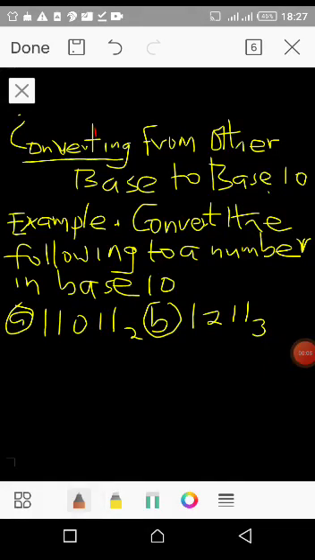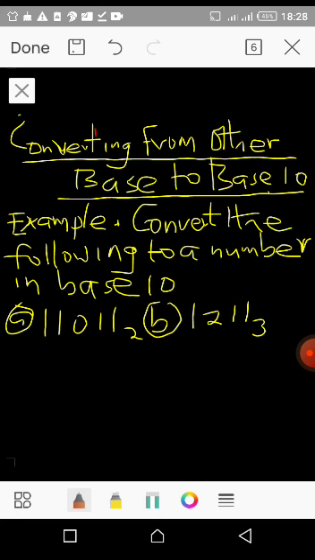So now we are going to be looking at how to convert from other bases to base 10. It is always necessary for you to know how to convert other bases to base 10. The reason why base 10 is very important and easy to work with is that base 10 is the decimal number system, and everyone knows how to count in the decimal system. That is what human language uses.